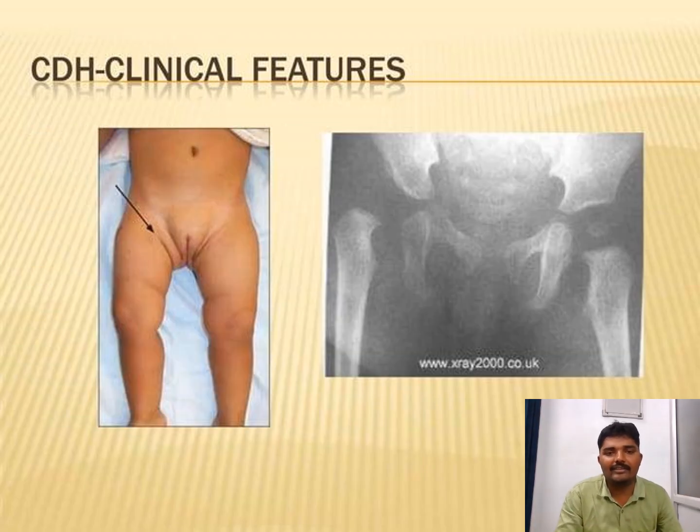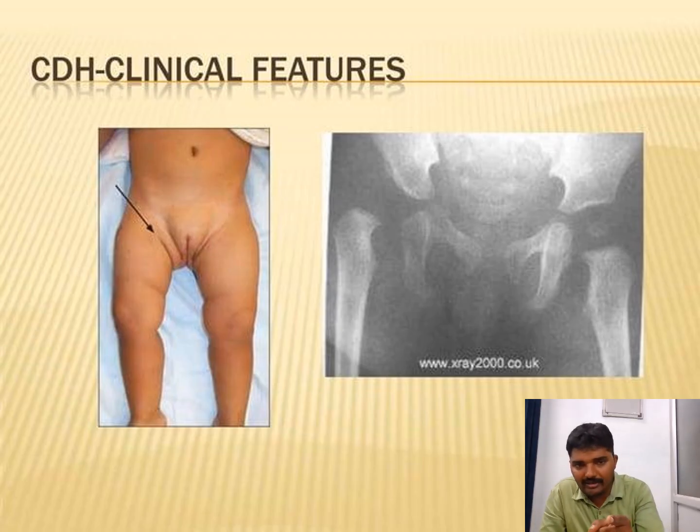Then the clinical feature: this is the first diagrammatic representation. The arrow mark is seen about the line, and the asymmetrical line presents the dislocation of the hip. Then the X-ray findings show the dislocation of the femur and acetabulum.